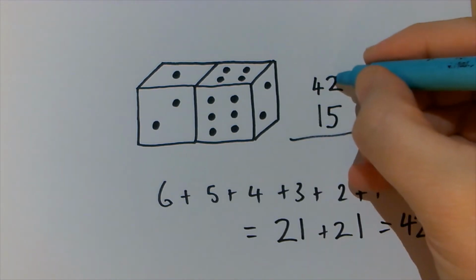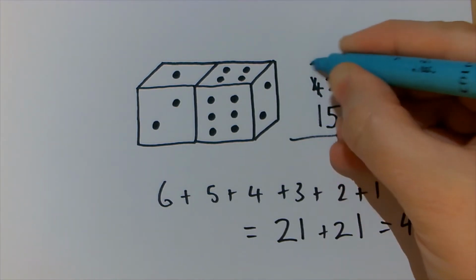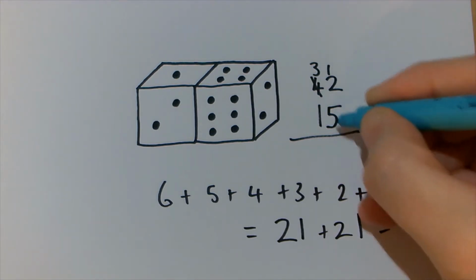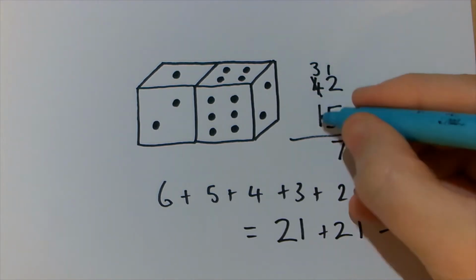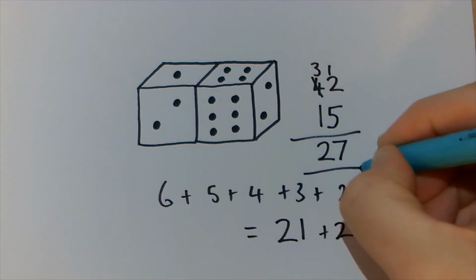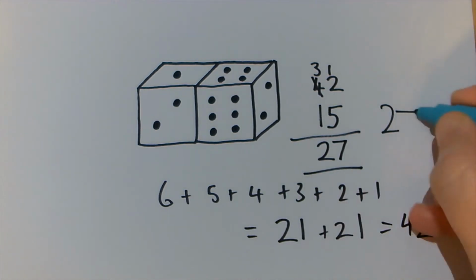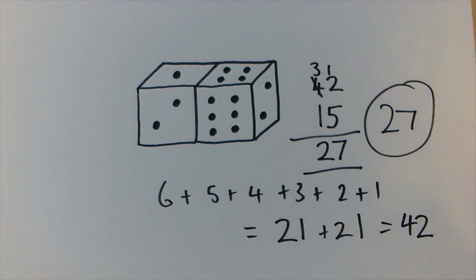And remember, when you can't do 2 take away 5, we do this. 12 take away 5 is 7, and 3 take away 1 is 2. So we have got an answer of 27 is the answer of the dots we could not see. Well done if you got that question.